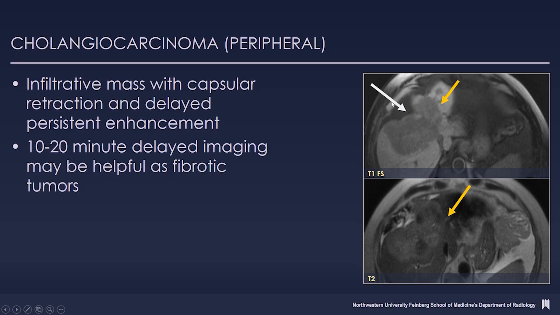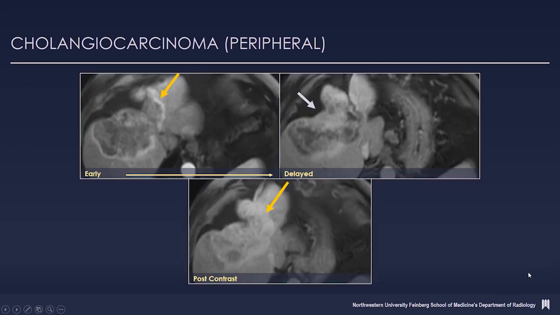tumors. And as I mentioned before, they tend to be low signal on T1. Although they're bright on T2, notice it's not very bright on T2. It's more similar to spleen. And again, you can see that progressive filling in and that volume loss associated with these peripheral cholangiocarcinomas.